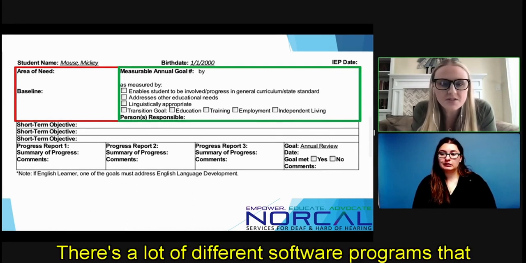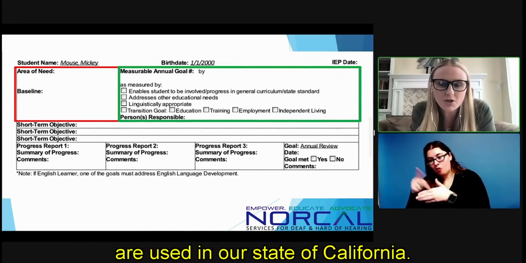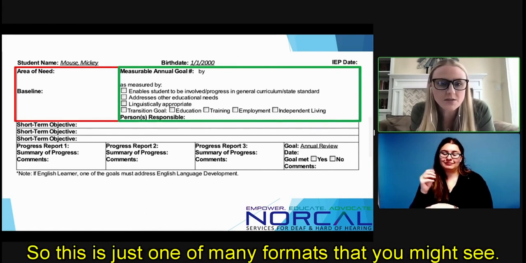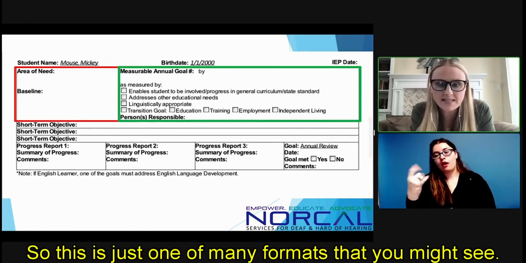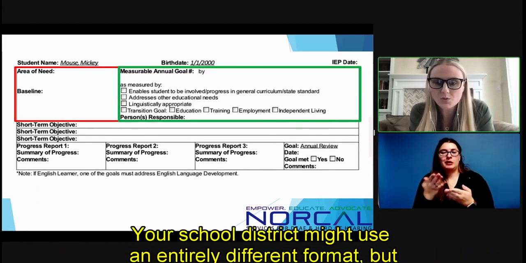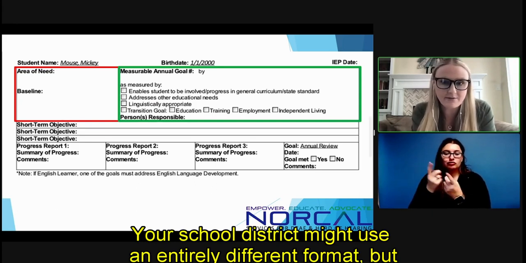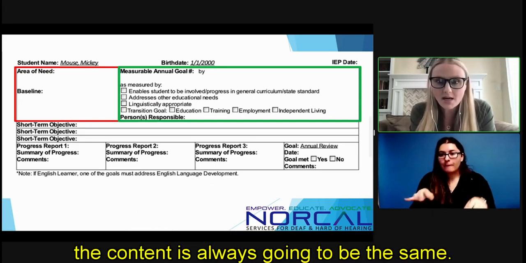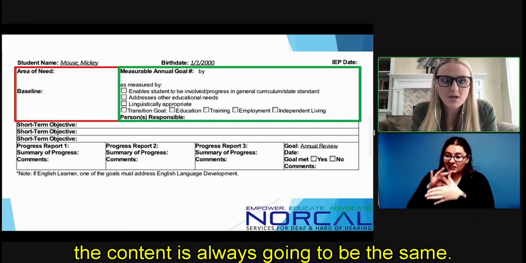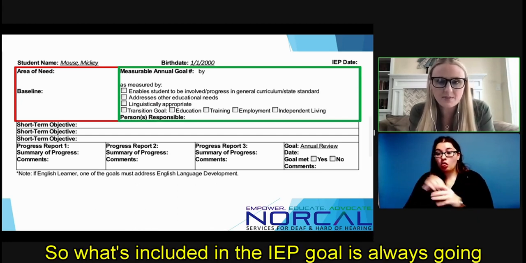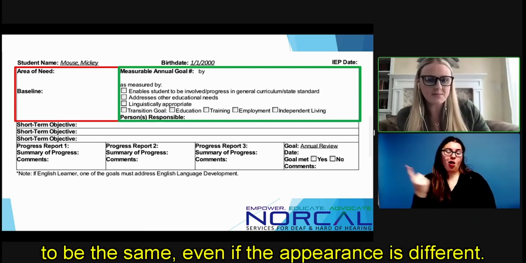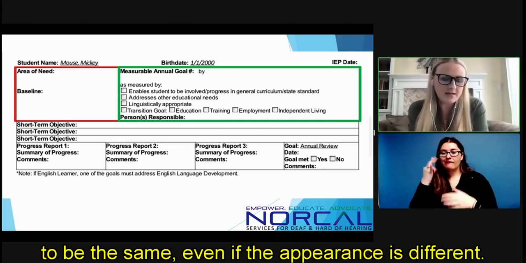There's a lot of different software programs that are used in our state of California. So this is just one of many formats that you might see. Your school district might use an entirely different format, but the content is always going to be the same. So what's included in the IEP goal is always going to be the same, even if the appearance is different.